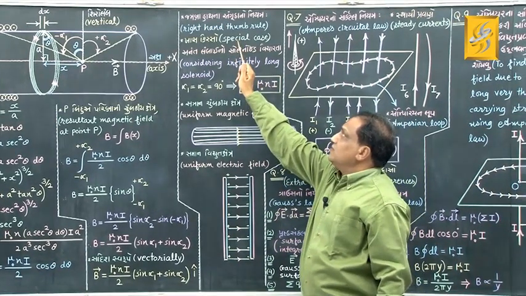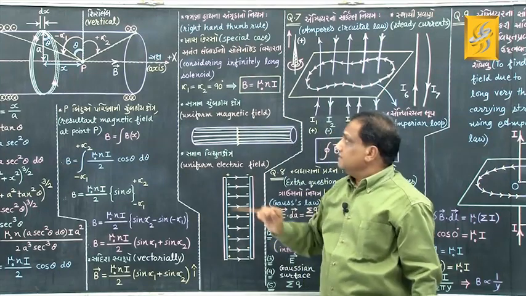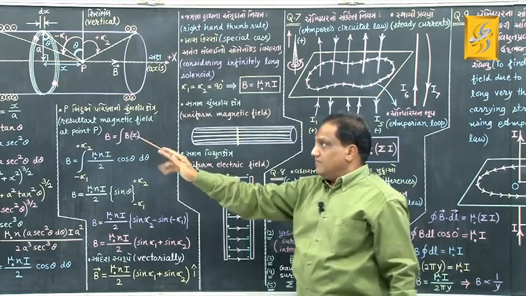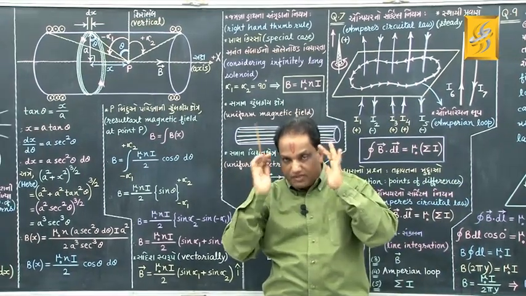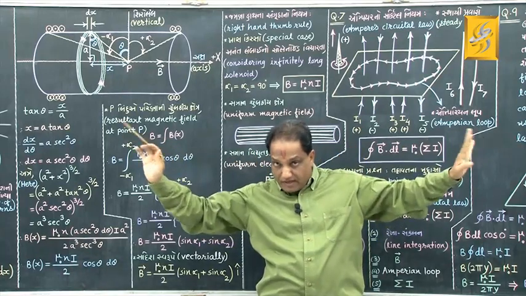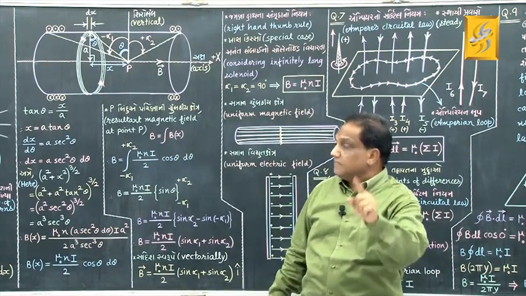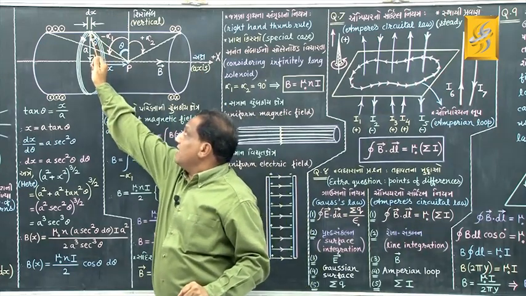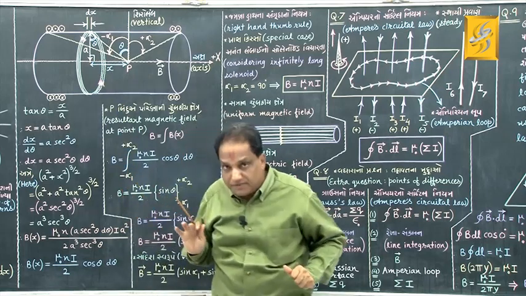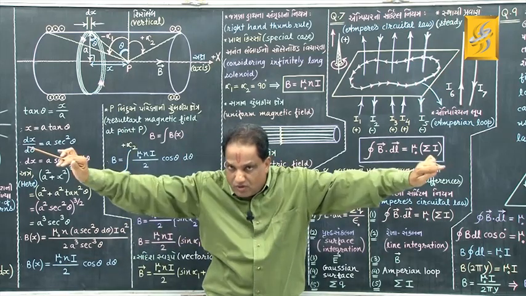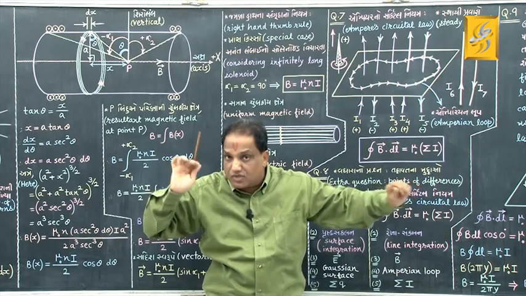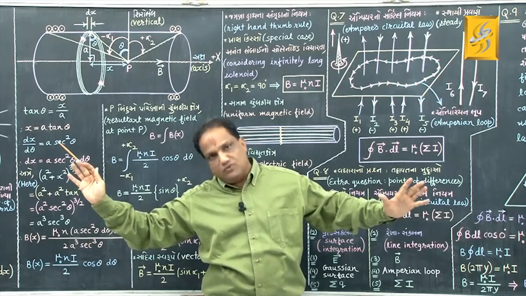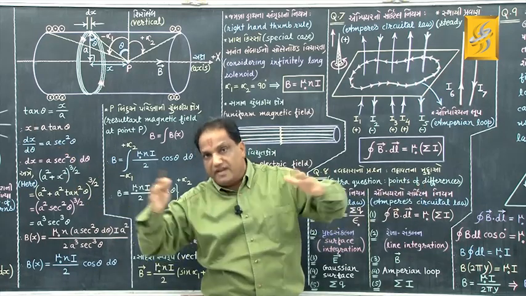Now we consider a special case, and what is that? Considering an infinitely long solenoid. If this current carrying solenoid is imagined to have infinite length theoretically, practically you can say the length of the solenoid is very large as compared to the radius of the cross section of the solenoid. Then that solenoid is said to be very long. Theoretically having infinite length.